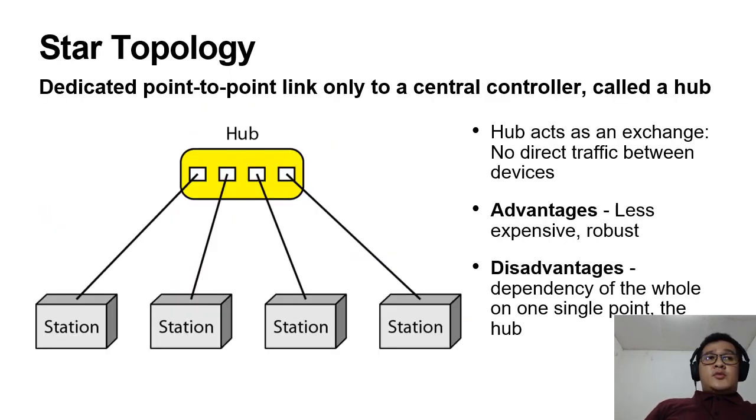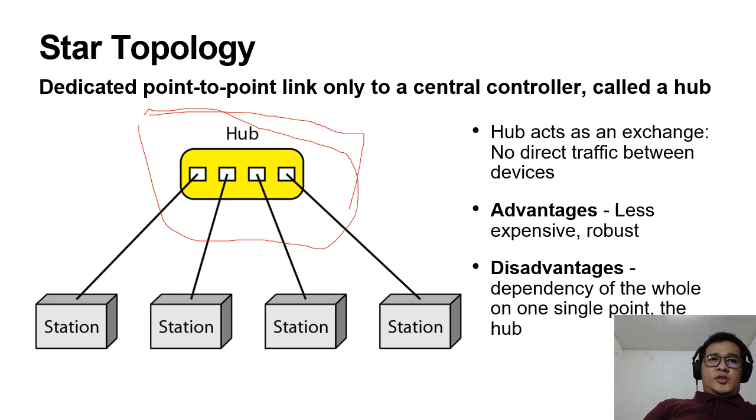Okay, the second one is star topology. The star topology has a dedicated point-to-point link only to a central controller called a hub. When you see this one, not every station is directly linked to another station by one link, but station 1, station 2, station 3, and station 4 are connected to a central controller, which we call a hub. The hub acts as an exchange, with no direct traffic between devices. The advantage is that it is less expensive and robust. The disadvantage is the dependency of the whole network on one single point, the hub.